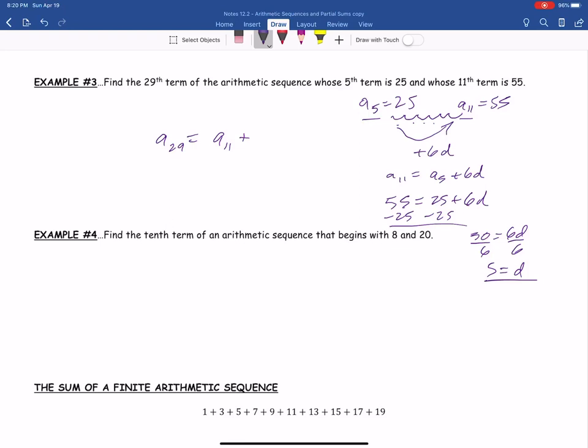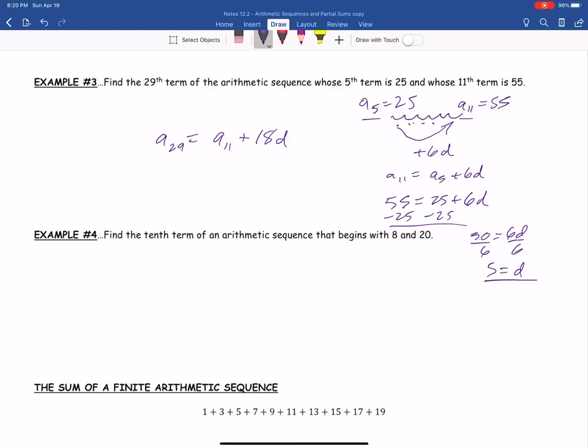How many common differences do I need to add, guys? If you said, Mr. Ernst, I need to add 18 d's, you are 100% correct, because to get from 11 to 29, you would have to take 18 of these little steps that I'm pointing to on the right.